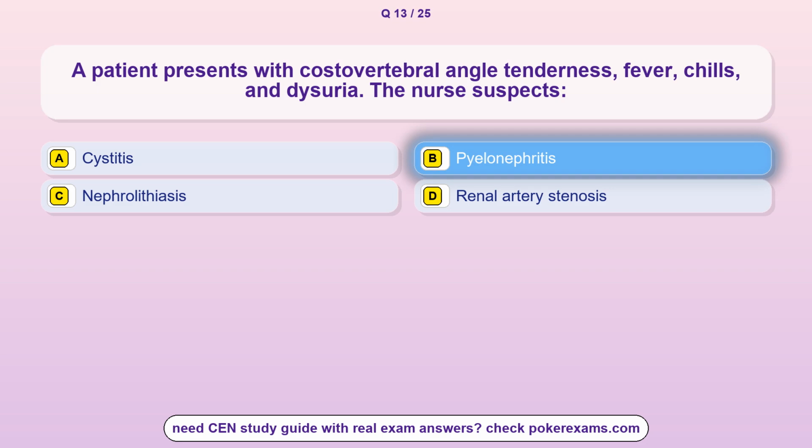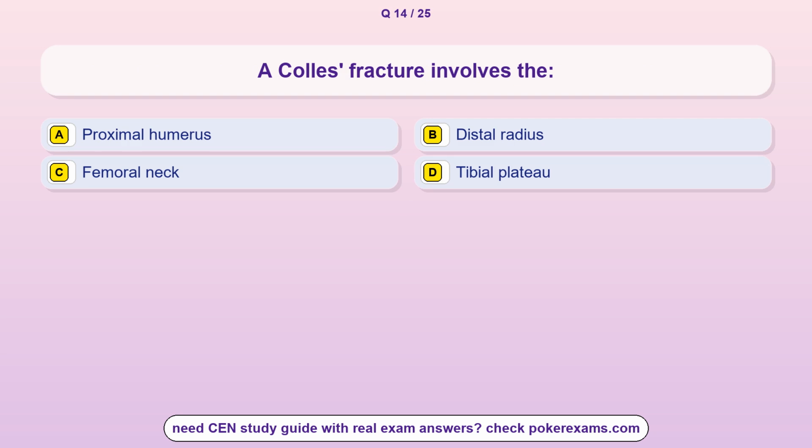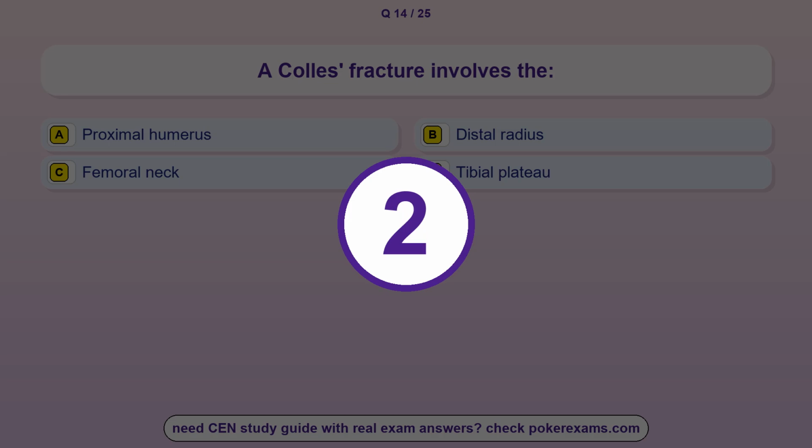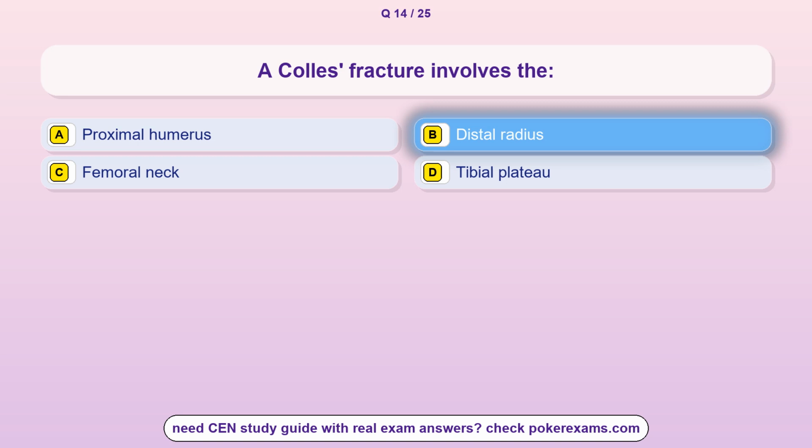The correct answer is option B, pyelonephritis. Question 14. A Colles' fracture involves the option A, proximal humerus. Option B, distal radius. Option C, femoral neck. Option D, tibial plateau. The correct answer is option B, distal radius.